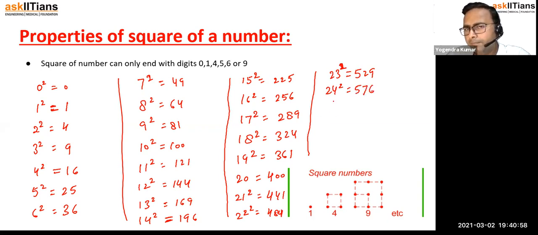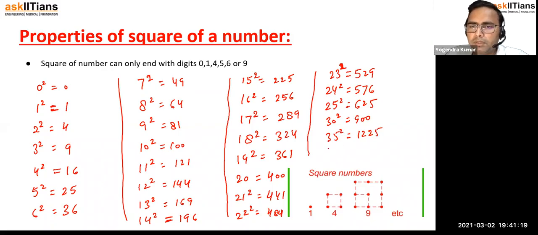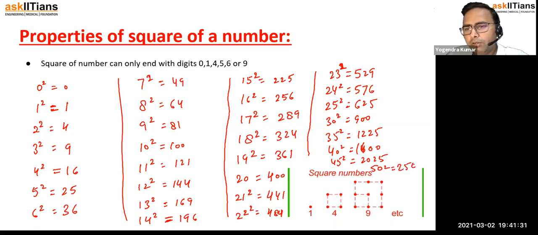576, I believe, right? We can cross verify easily if any confusion is there. 25 square is 625. Now 26 is not needed. Okay, let's come directly to 30 square, which will be 900. 35 square will be 1225. Now 40 square will be 1600. 45 square will be, okay, now 50 square will be 2500, right? Can you see here, guys?